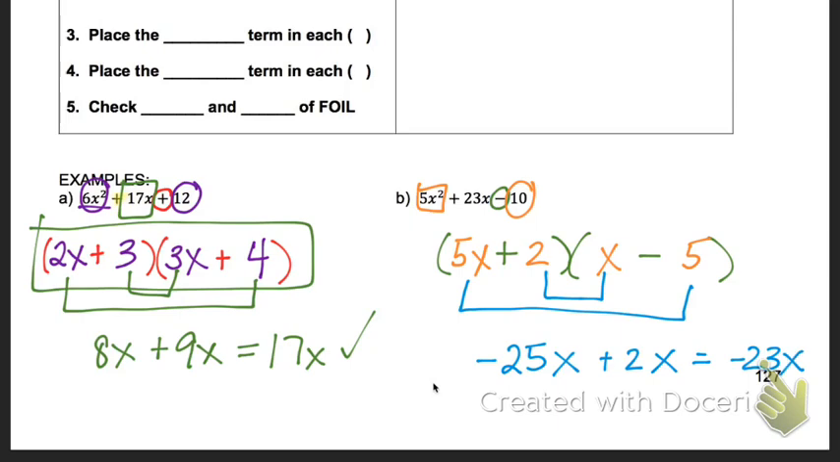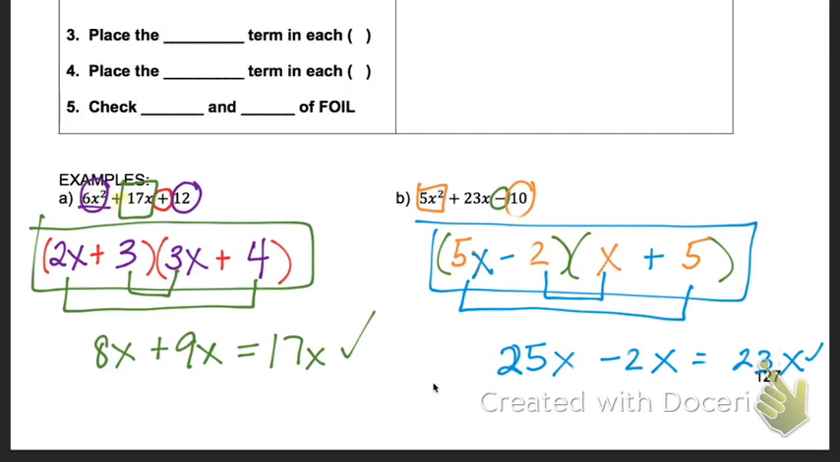What's wrong with that? It's supposed to be positive, so I'm going to switch the signs. When I switch the signs, it becomes positive 25 minus 2. That was an easy fix at the end. This is my final answer.